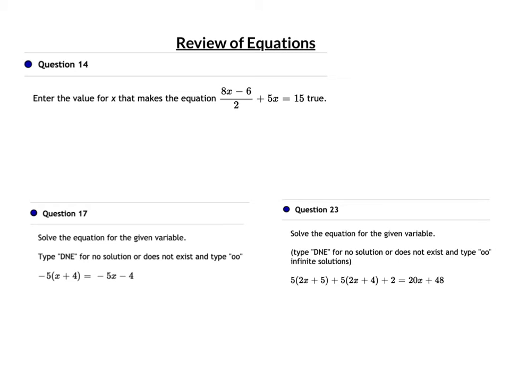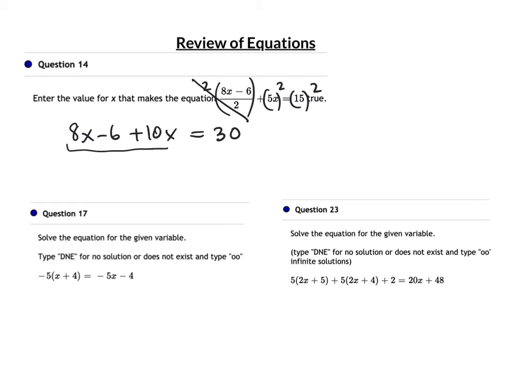Question 14. I need to eliminate the fraction by multiplying by 2. Since there's division by 2, I'm going to multiply by 2. The 2's cancel. I get 8x minus 6 plus 10x equals 30.